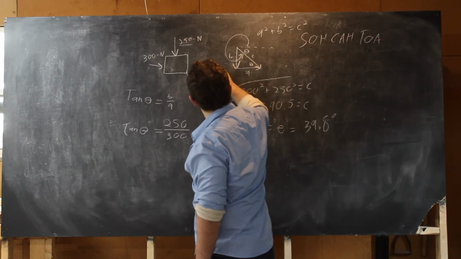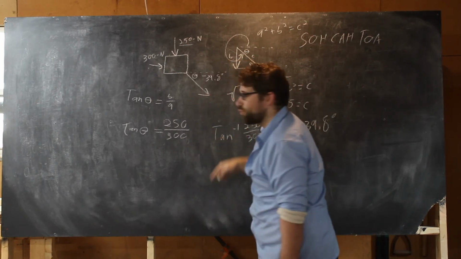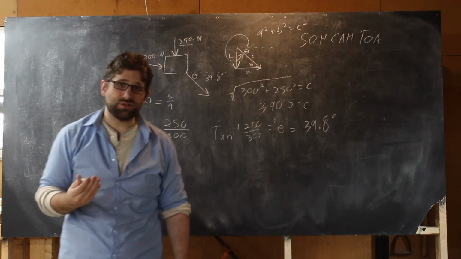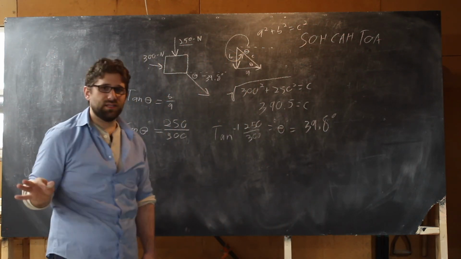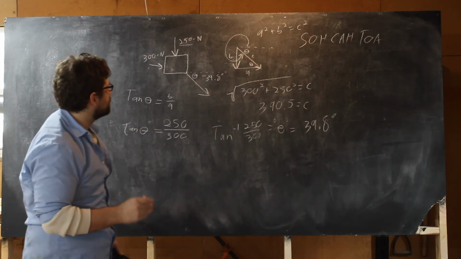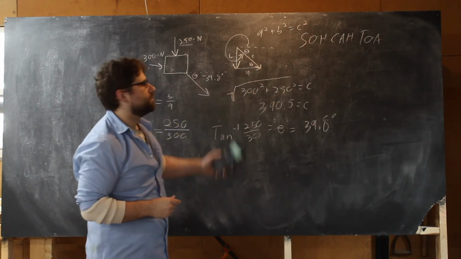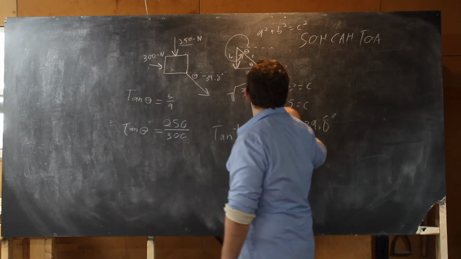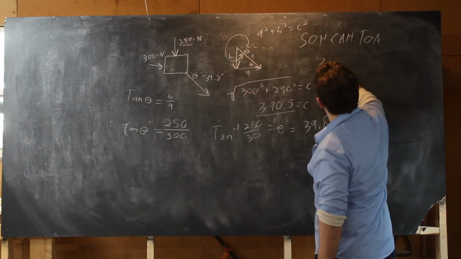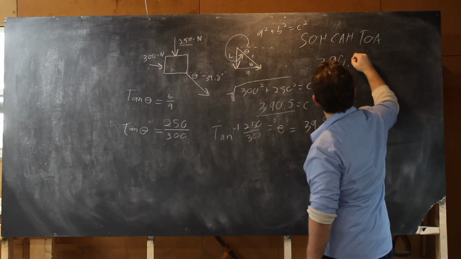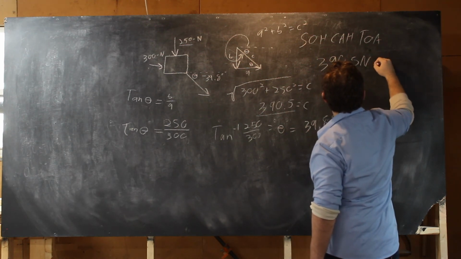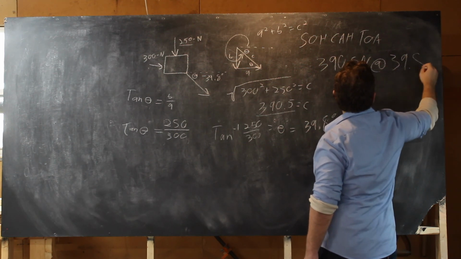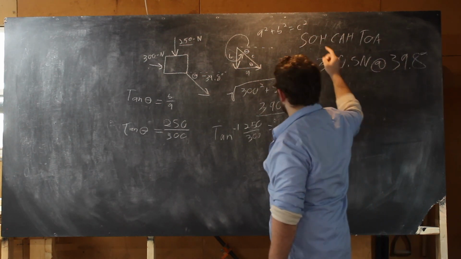39.8 degrees. Now, if you just say 39.8 degrees in a problem like this, at this point in our semester, that would be fine. I would completely accept that answer. You just need to find the magnitude of that angle. Okay? So, we end up with 390.5 newtons at an angle of 39.8 degrees lower than x.